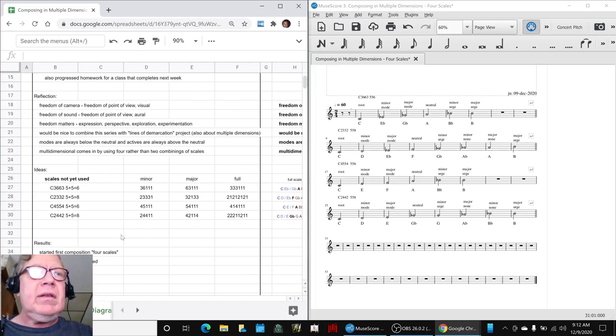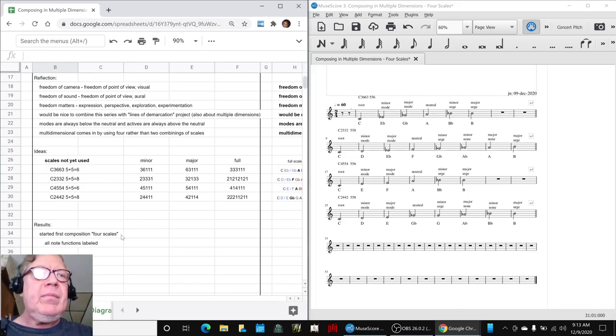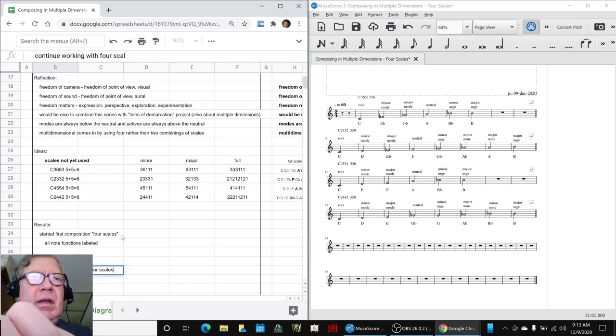So our ideas for next time are pretty obviously continue working with 4 scales at once, e.g. exploring overlaying snippets and overlays, perhaps.